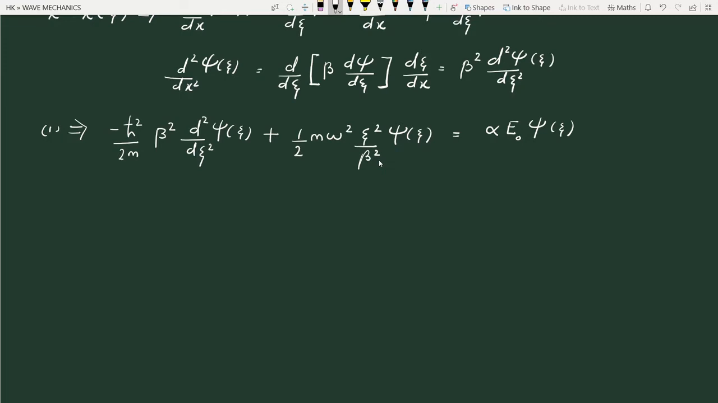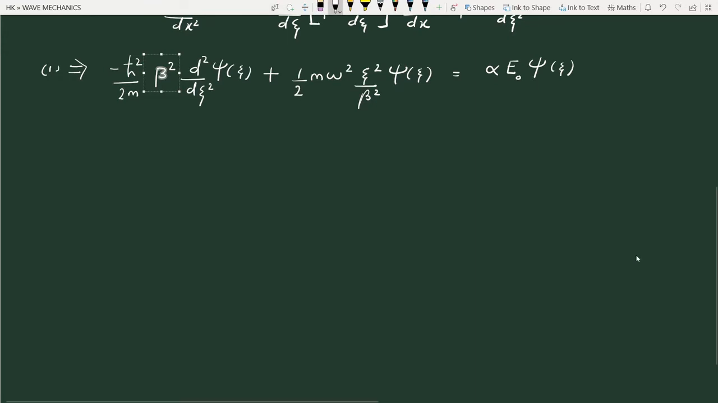So what I am going to do now is make the coefficient of the highest derivative 1. The highest derivative is d square psi by d theta square. So let us divide throughout by the coefficient of this highest derivative, which is minus h cross square by 2m beta square. So what you get, the first term becomes d square by d theta square psi theta. Then there is a minus sign because you are dividing by minus h cross square by 2m beta square.